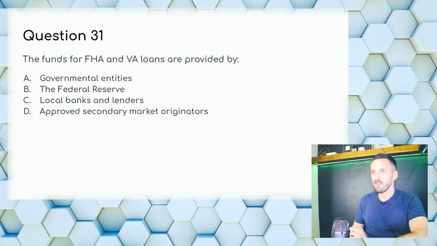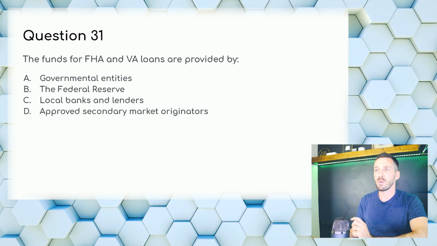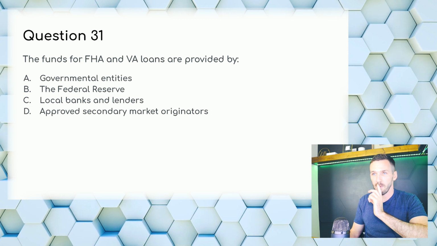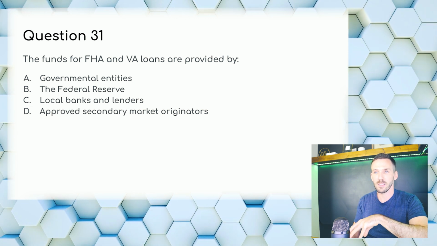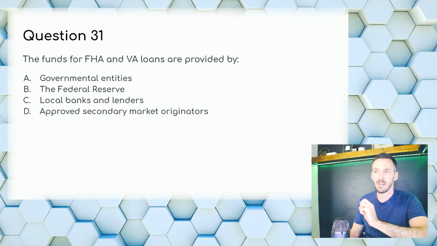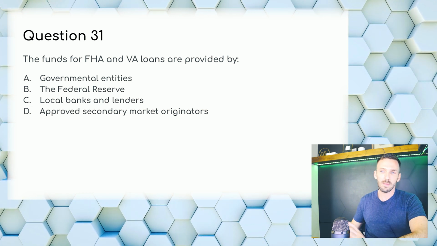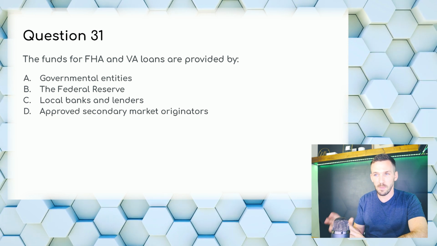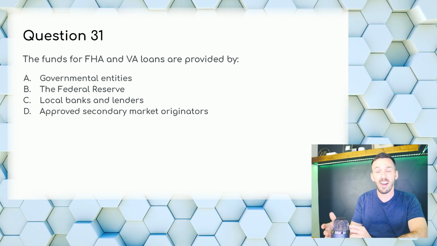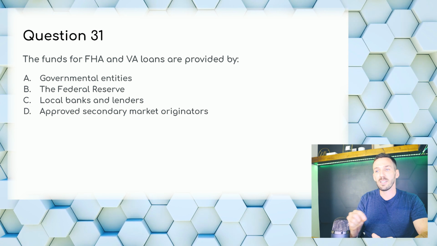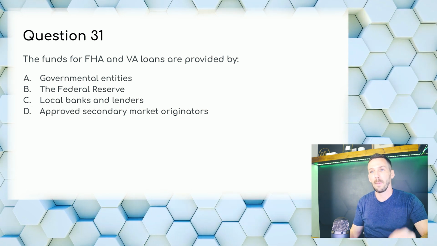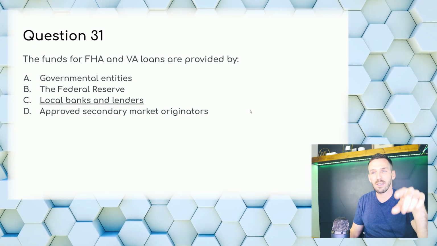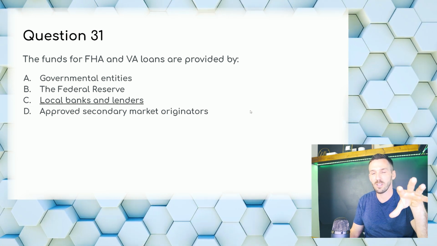Question 31. The funds for FHA and VA loans are provided by A, governmental entities, B, the Federal Reserve, C, local banks and lenders, D, approved secondary market originators. So FHA and VA may sound like some type of government assistance program, and so it sounds like it'd be provided by them, but it's actually not. It's still done by local banks and lenders. B and D are so far off they aren't even worth bringing up. So the answer here is C, local banks and lenders.